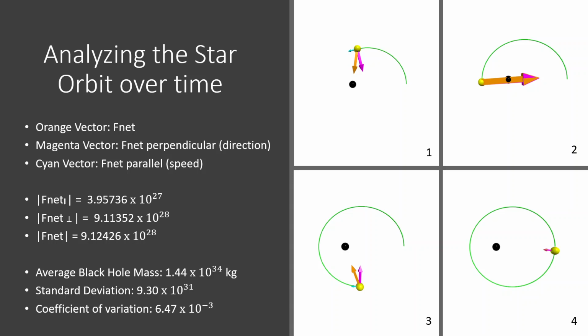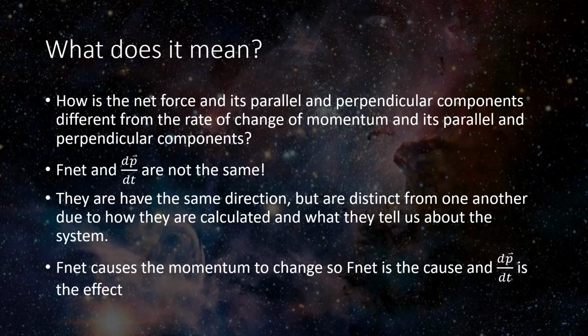At the bottom, you can see the average black hole mass that we calculated earlier, which is 1.44 times 10 to the 34th kilograms, and you can also see the standard deviation. From this, I calculated a coefficient of variation, which is extremely small, which means my calculations for the black hole mass were very accurate.